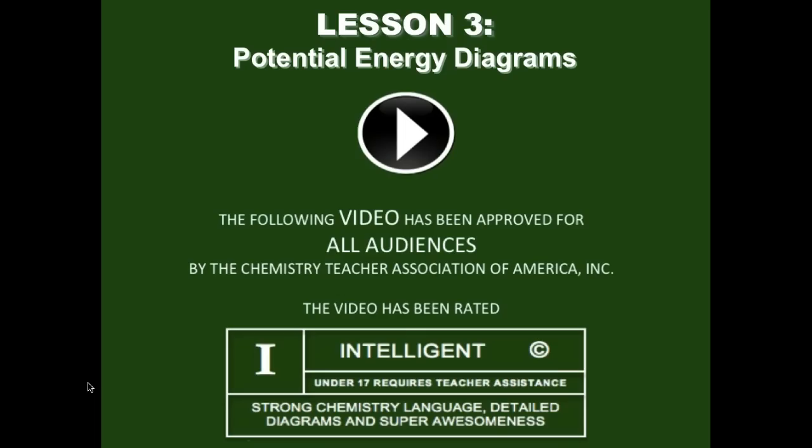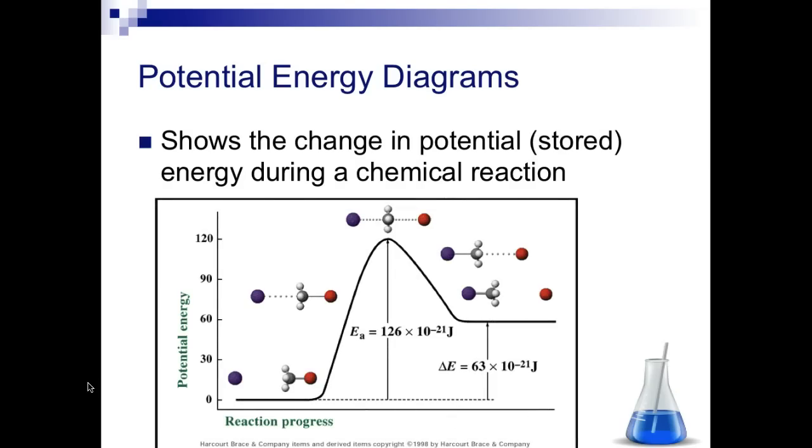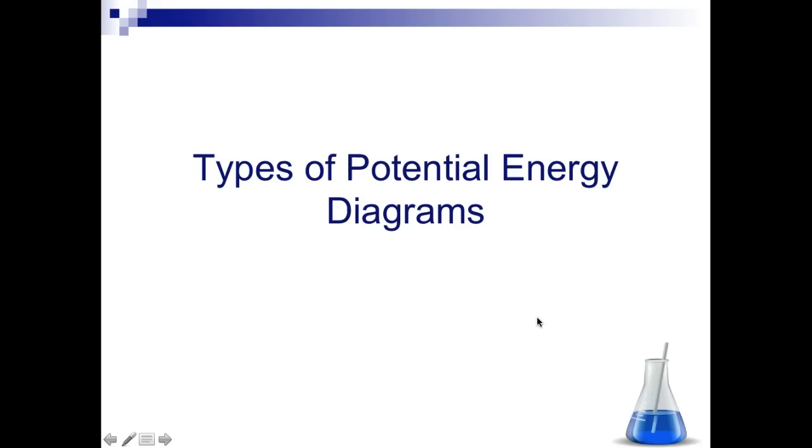Alright guys, let's talk about lesson 3, which is potential energy diagrams. Potential energy diagrams show the change in potential or stored energy during a chemical reaction. So if we look at this diagram, potential energy increases as we go up the y-axis, and the reaction progress increases as we go across the x-axis. So if we were to read this graph, potential energy is the same, then it increases to a peak, and then comes down, and then levels off.